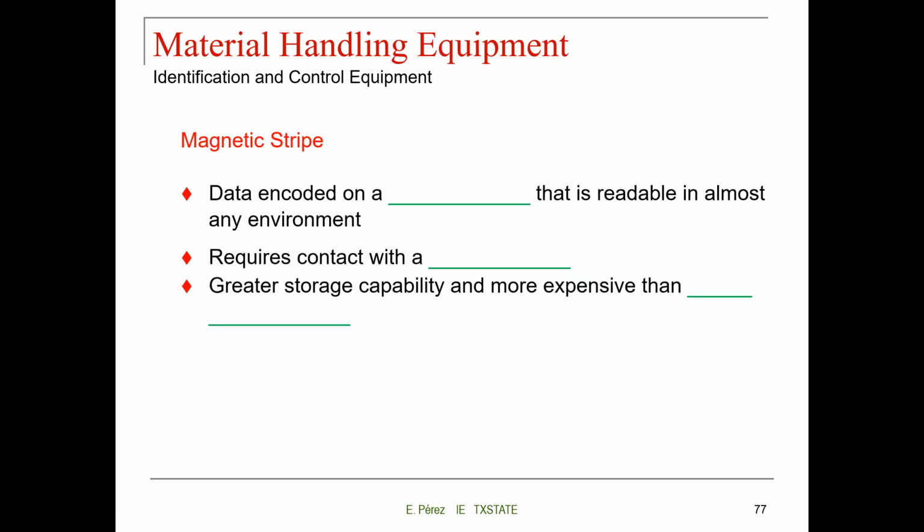The magnetic stripe: data encoded on a magnetic stripe that is readable in almost any environment. It requires contact with a reader, has greater storage capability, and is more expensive than barcodes. These are the stripes that you will see on credit cards.